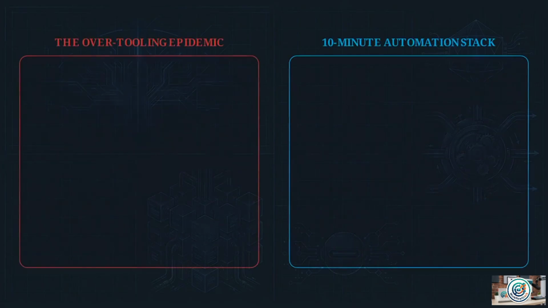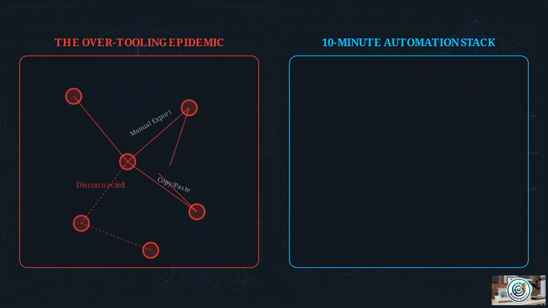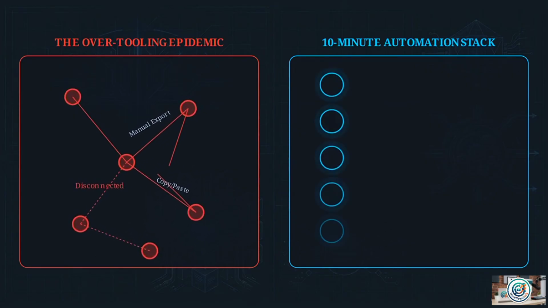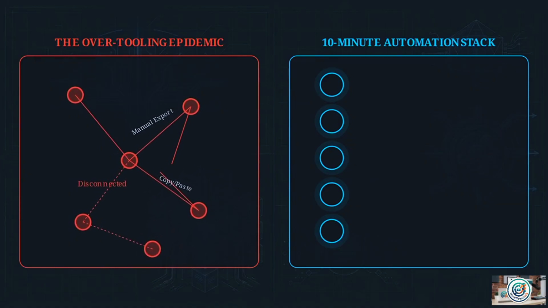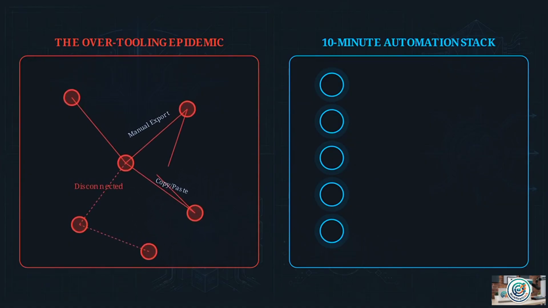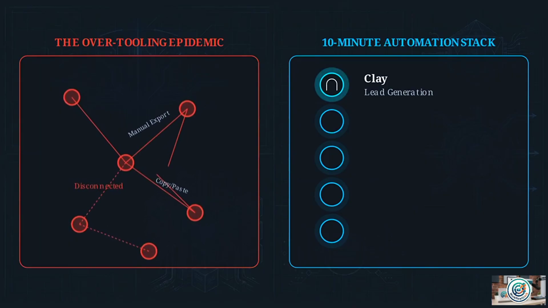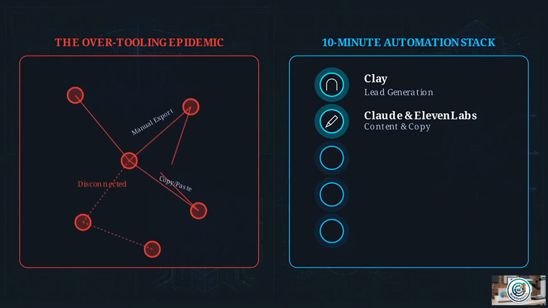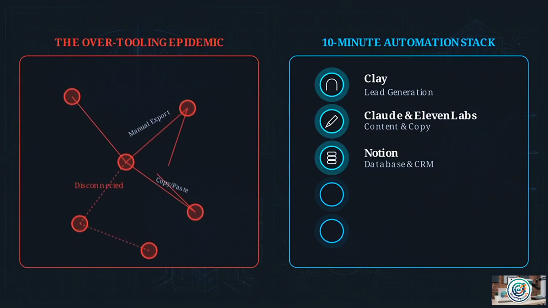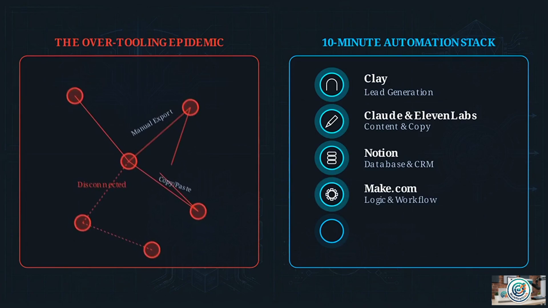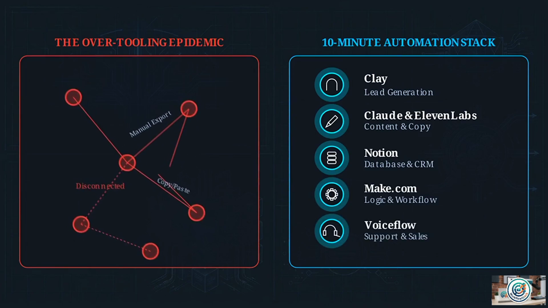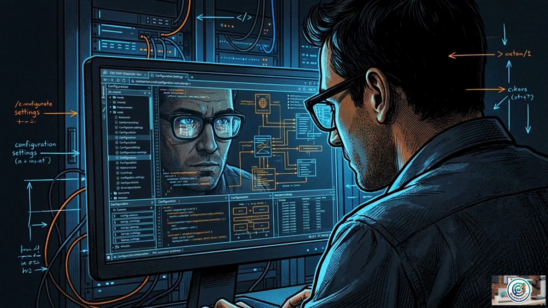This comparison matrix lays out the goal. On the left, we have that chaotic, disconnected web most people work in. On the right, a clean architecture, 5 glowing blue nodes, perfectly aligned and connected via APIs. These correspond to a specific stack: Clay for leads, Claude and ElevenLabs for content, Notion for databases, Make for logic, and Voiceflow for support. Building this is a strict trade-off.